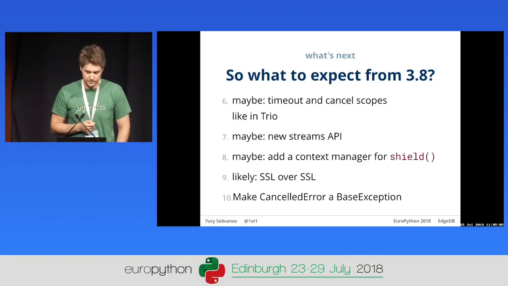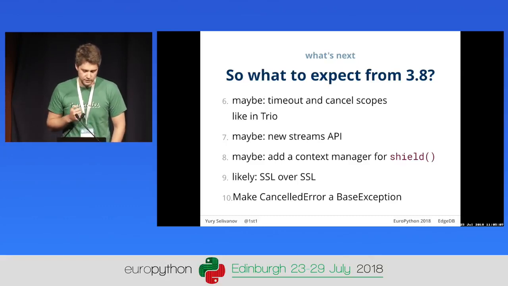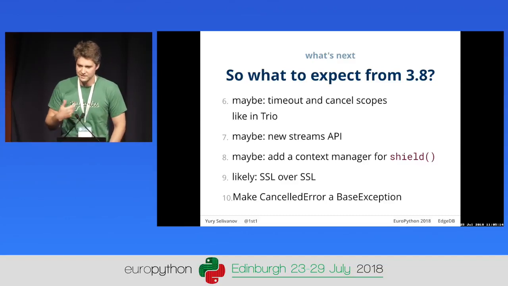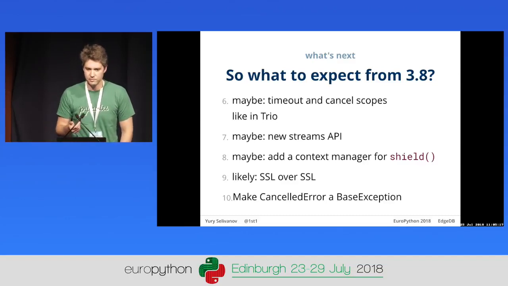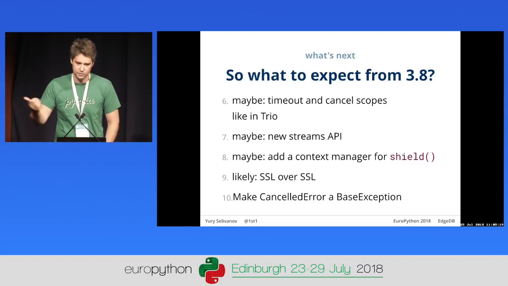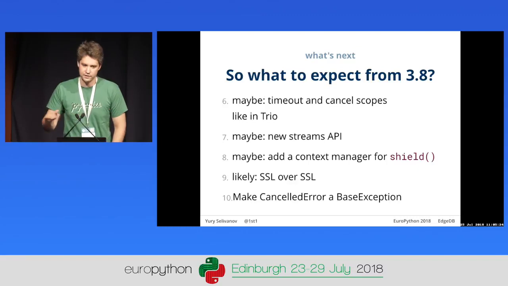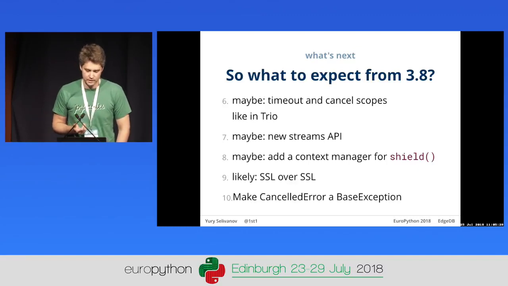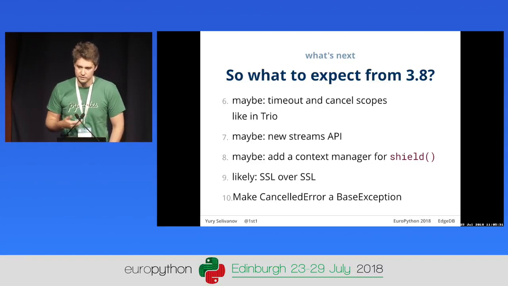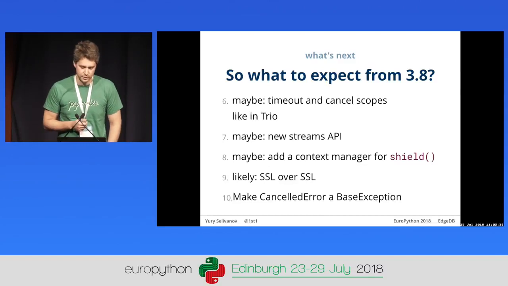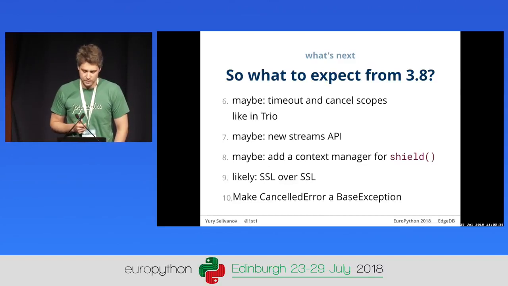And there is another thing that really worries me, which is that the CancelledError in async IO is derived from Exception and not from BaseException. So when people put try except Exception in their code base, and that's a pretty popular way to catch all exceptions, they break the async IO cancellation completely and entirely. So we are thinking about fixing this, but this is a backwards incompatible change. So I have no idea if we can actually push this through.